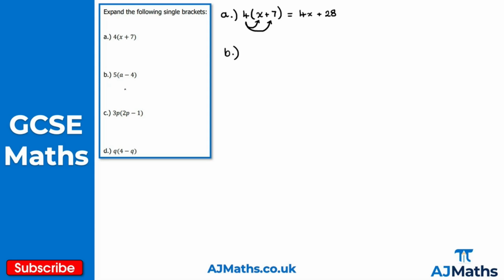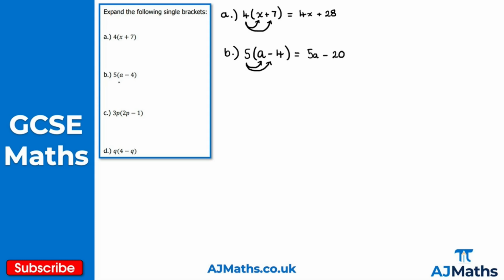Taking a look at B now, we've got 5 bracket A minus 4. So again, we take the term on the outside here, the 5, and times by each term inside the bracket. So to begin with, we've got 5 times A. That would give us 5A. And then we've got 5 times minus 4. Again, don't forget the minus here. So 5 times minus 4, and that gives us minus 20 there.